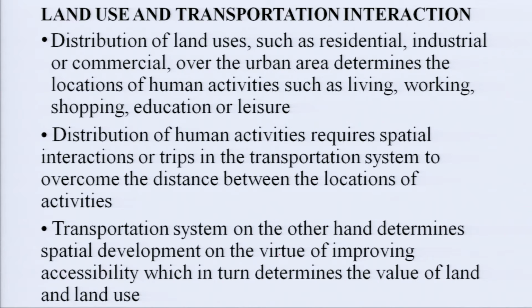Land use and the transportation interaction: distribution of land use such as residential, industrial or commercial over the urban area determines the location of human activity such as living, working, shopping, education or leisure. Distribution of human activities requires a spatial interaction or a trip in the transportation system to overcome the distance between the locations of activities. Transportation system, on the other hand, determines the spatial development by improving accessibility, which in turn determines the value of land and land use.